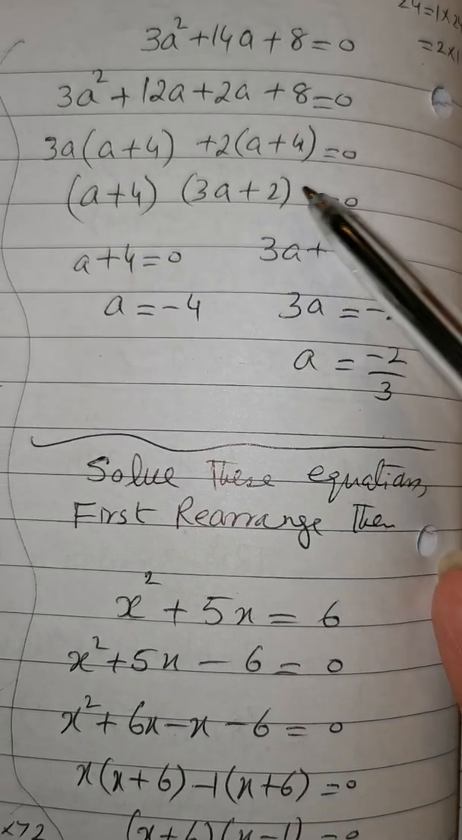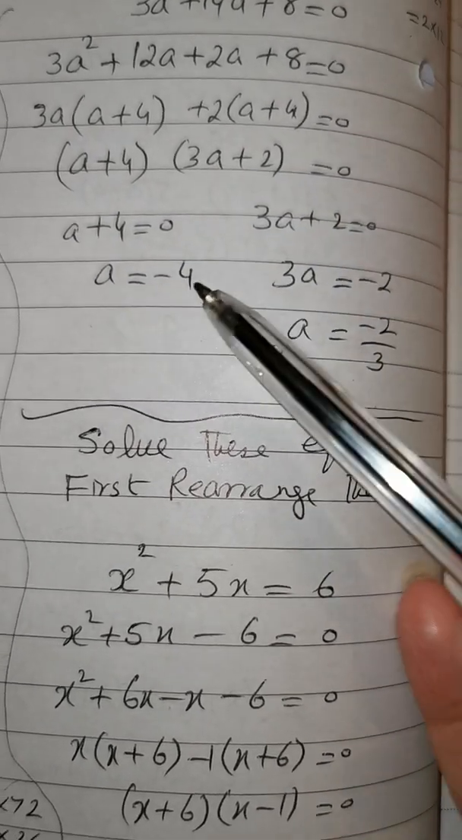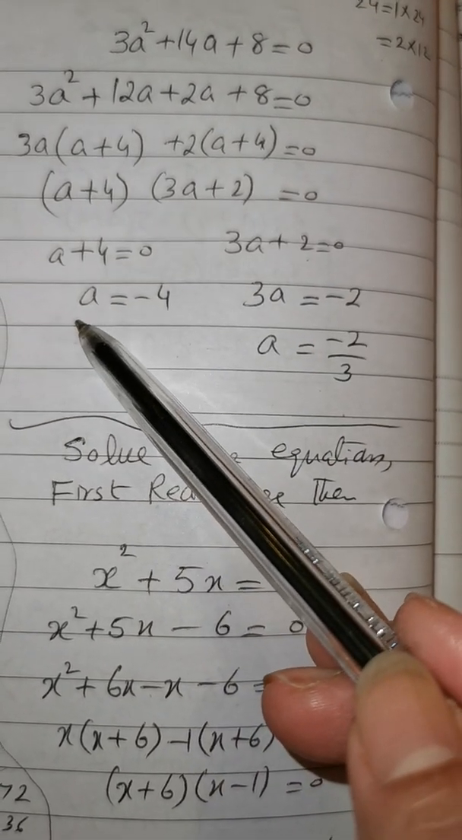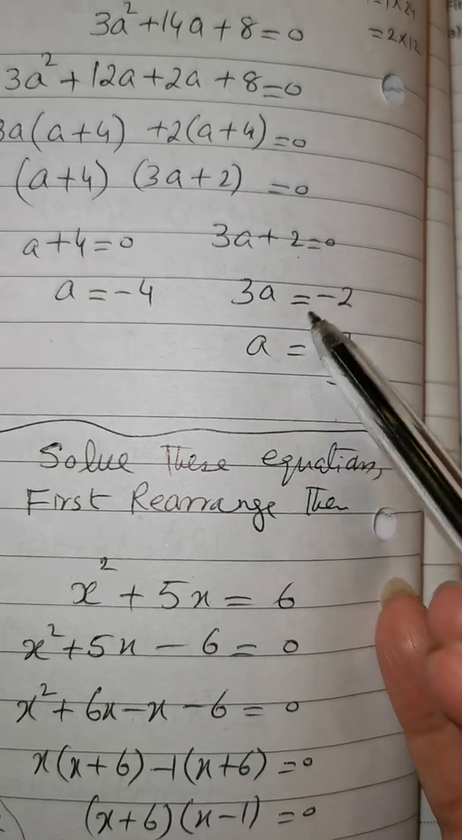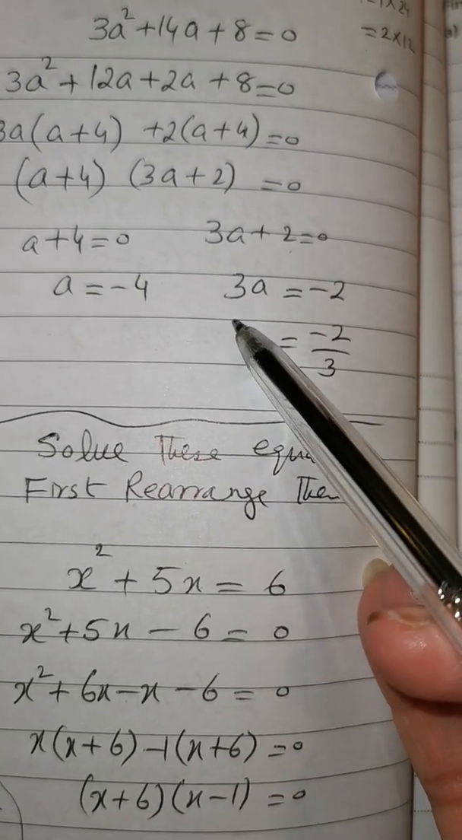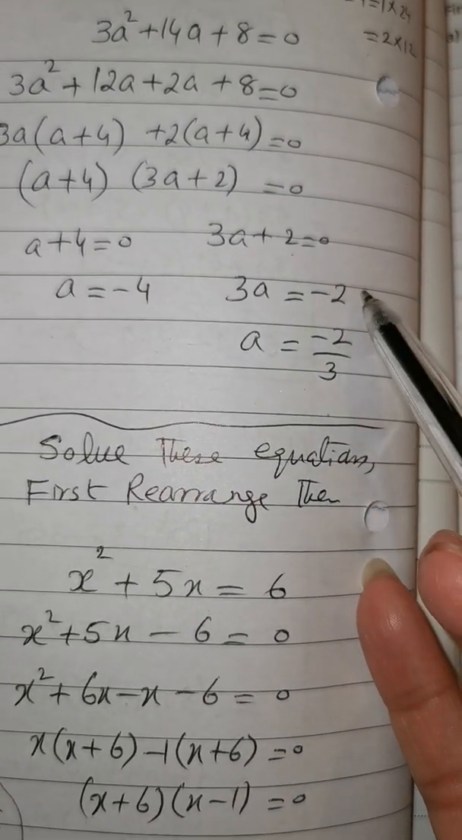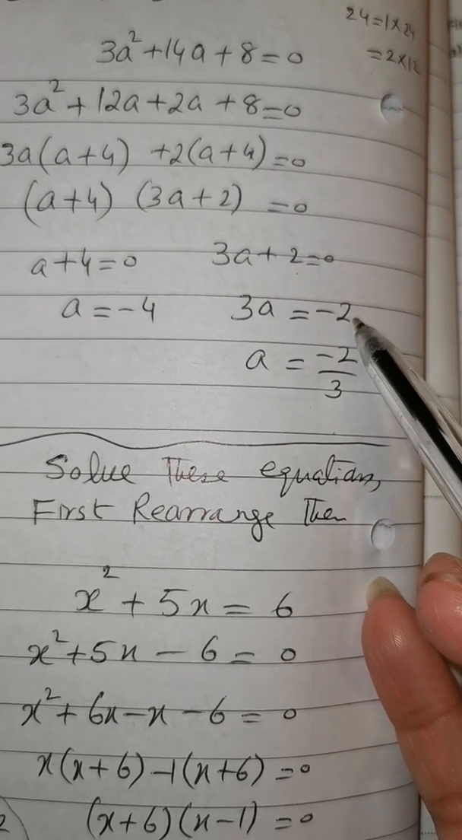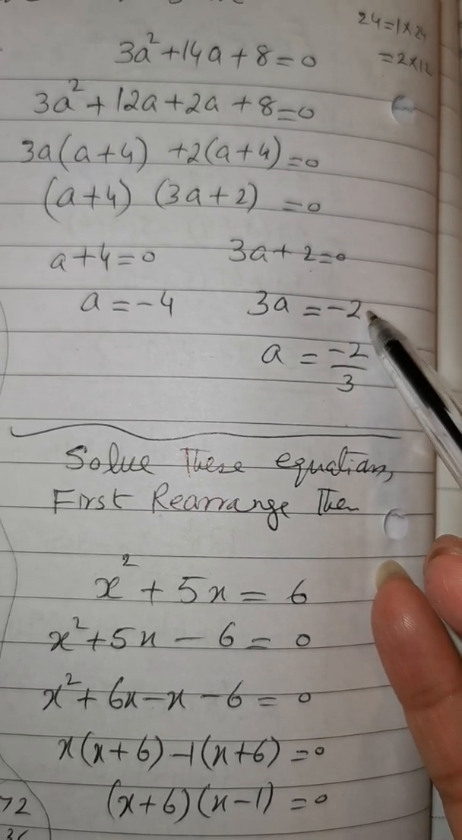Now equate both of them equal to 0 simultaneously like that. You will get the value of a is equal to -4, and you will get the value of a. This 2 will go to the other side by changing its sign. Why am I saying by changing its sign?